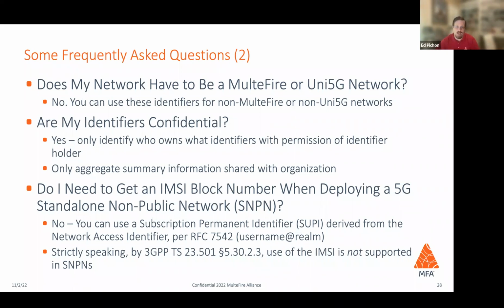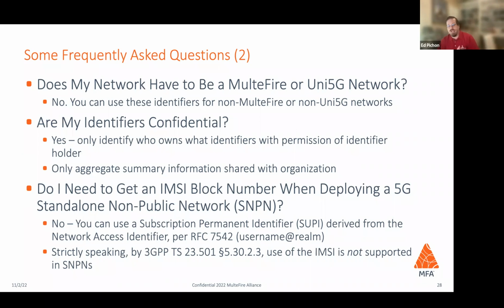I often get asked, are the identifiers confidential? Strictly speaking, from a technical perspective, no, they're not, because they're broadcast by your network. But from the perspective of managing these identifiers, we treat them as confidential. The only time I share who has what identifier is if I get the permission of whoever that identifier has been assigned to. I do share aggregate summary information with the organization, the MFA. We've assigned so many eNodeB IDs or so many gNodeB IDs, but I do not identify who has been assigned which identifiers without their permission. So you don't have to worry that having an identifier will reveal certain development plans or anything like that. We treat it confidentially.